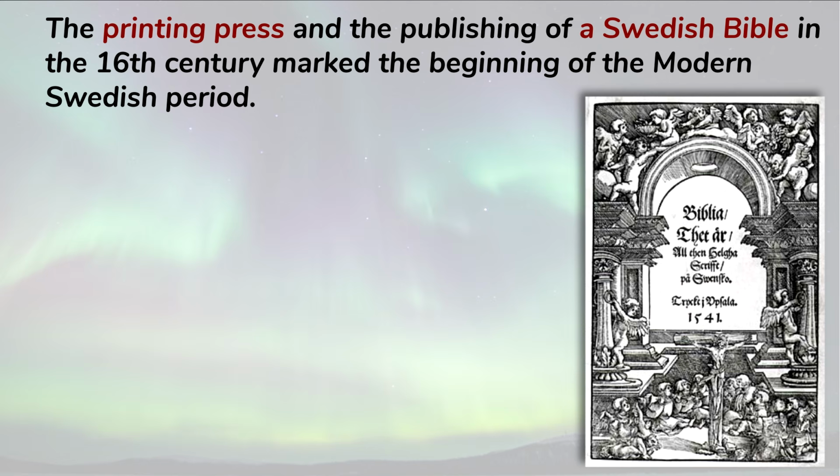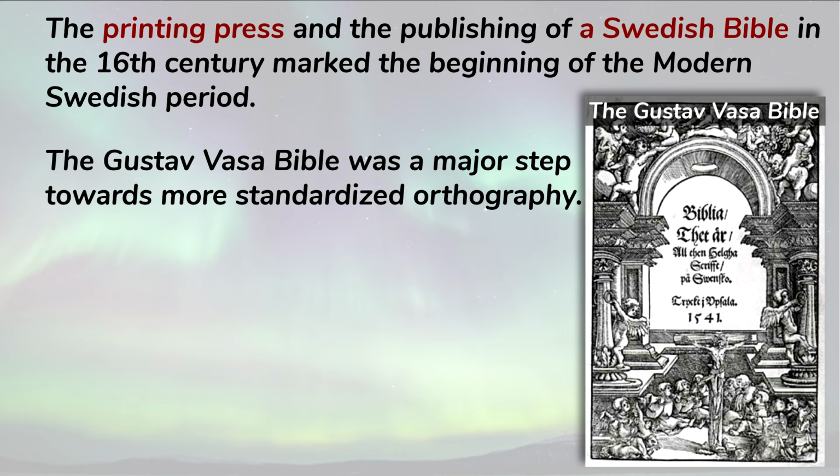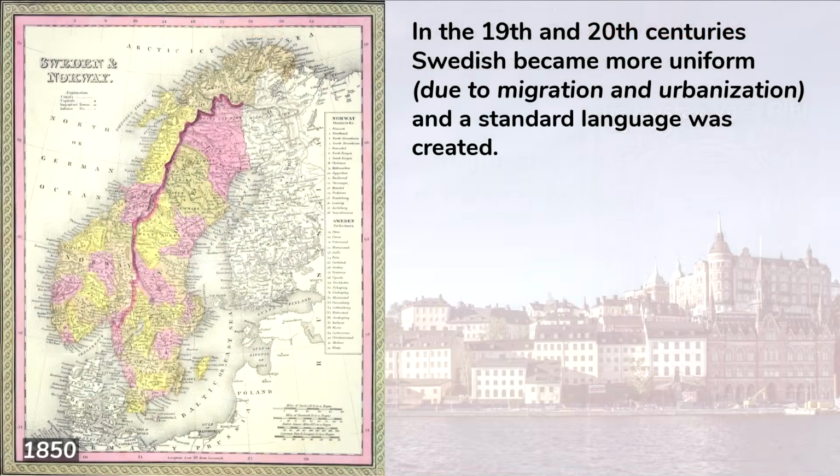The printing press and the publishing of a Swedish Bible in the 16th century, the Gustav Vasa Bible, marked the beginning of the modern Swedish period. The Gustav Vasa Bible was a major step towards more standardized orthography. But it wasn't until the 19th and 20th centuries that Swedish became more uniform due to migration and urbanization, and a standard language was created.